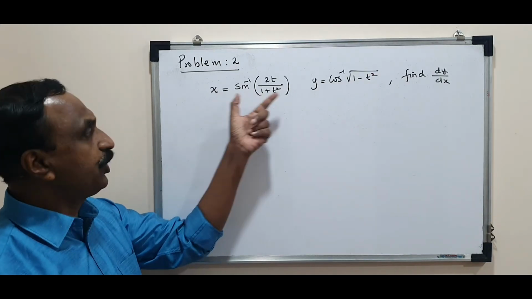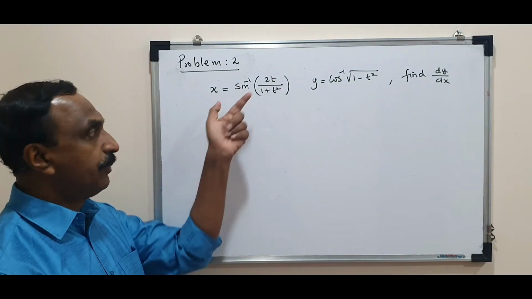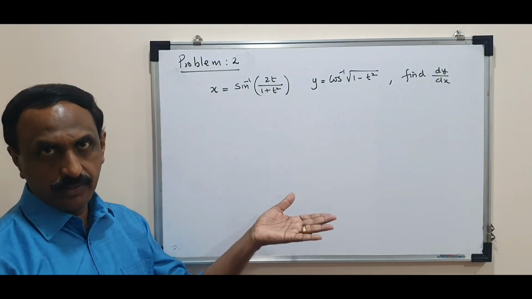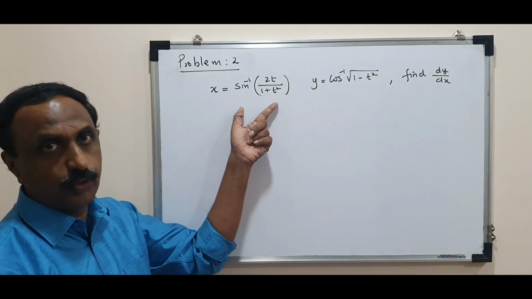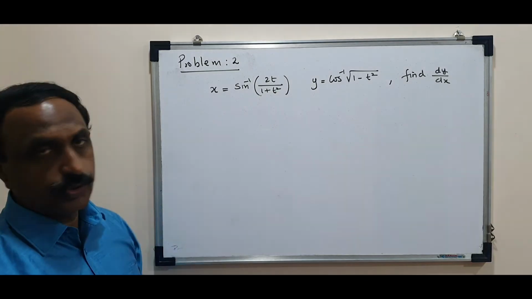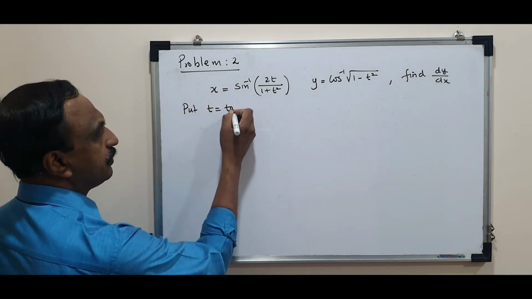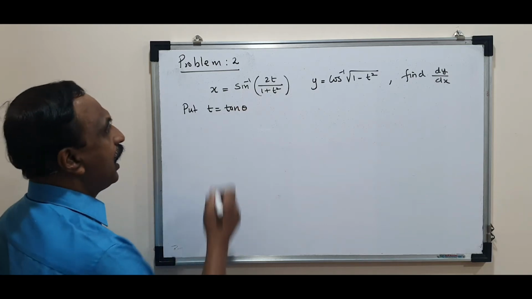So to find the derivative of an inverse function, what do you have to do first? You have to simplify the function and then differentiate. So I need to simplify it. I will not use the derivative of sine inverse directly. Here, if you want, you can use it directly, but here I will not. So what I'll do is put t as tan theta for simplification.